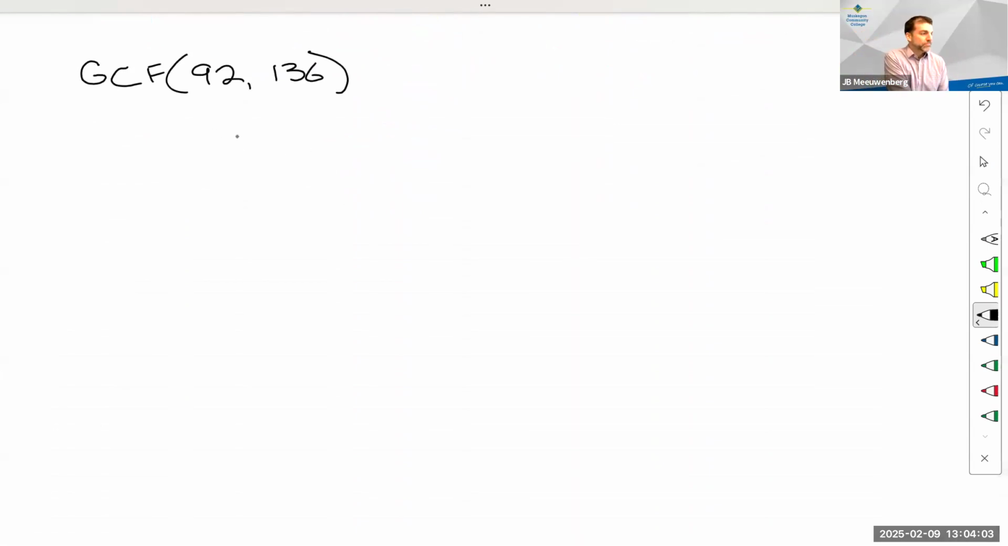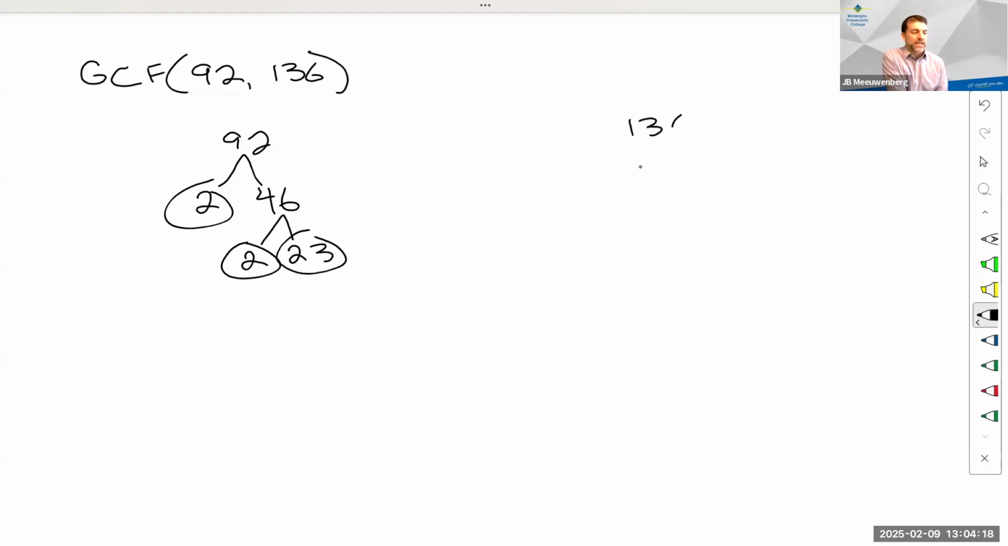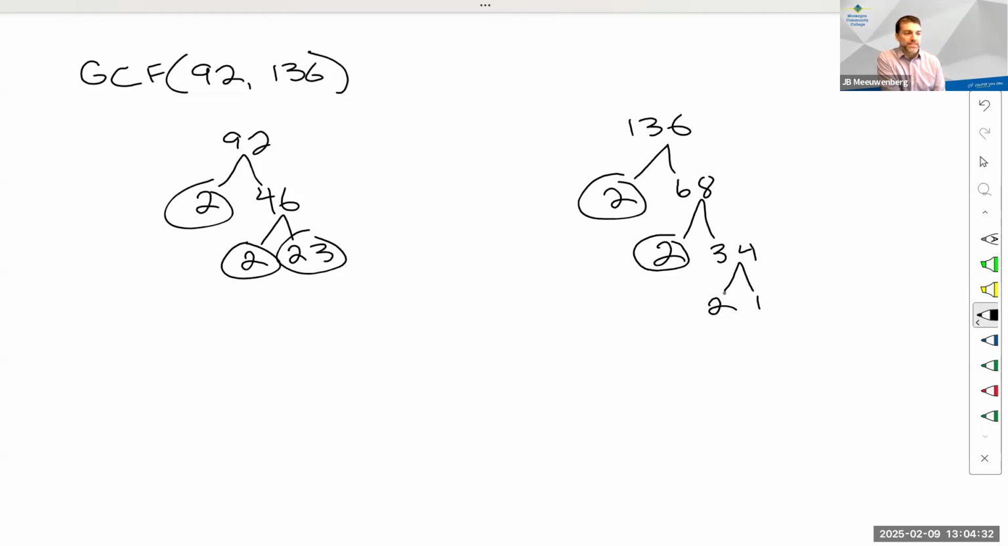So we'll start with 92. I'm going to do a factor tree for 92. That's going to be 2 times 46. And 46 will be 2 times 23. For 136, that is going to be 2 and 68. 68 will be 2 times 34. And 34 will be 2 times 17. So now we've identified the prime factors.